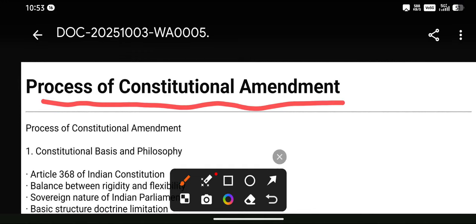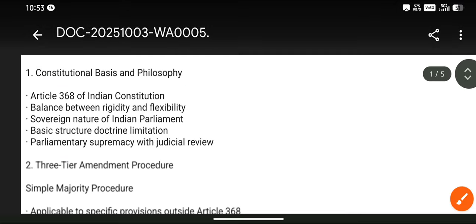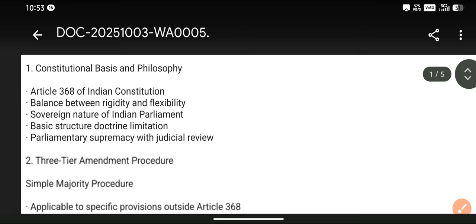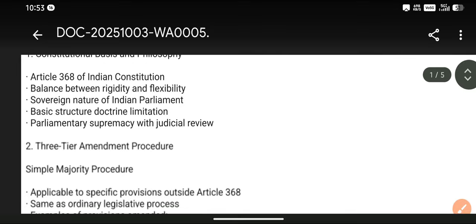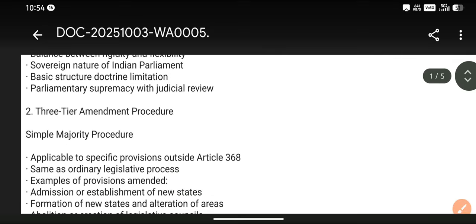Process of constitutional amendment. First, constitutional basis and philosophy. Article 368 of the Indian Constitution. Balance between rigidity and flexibility. Sovereign nature of the Indian Parliament. Basic structure doctrine, limitation. Parliamentary supremacy with judicial review.